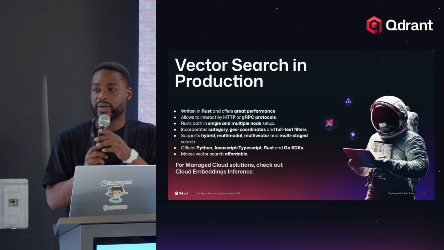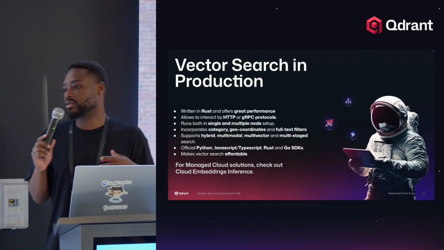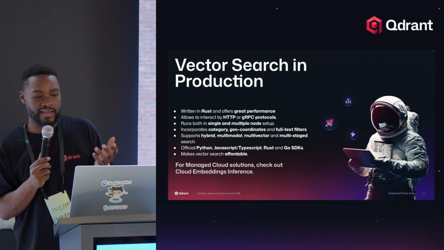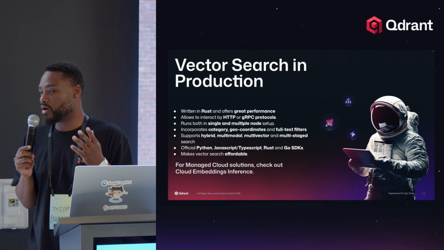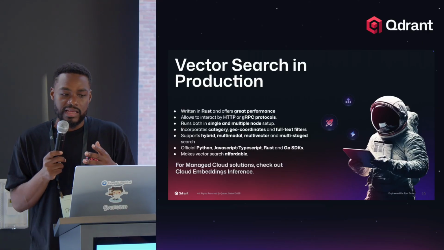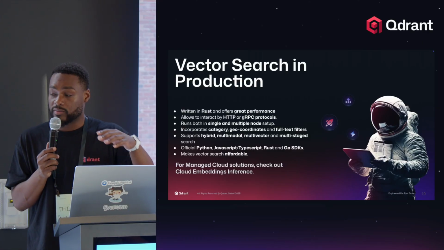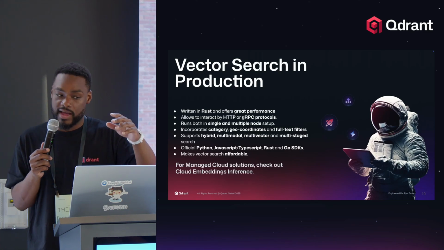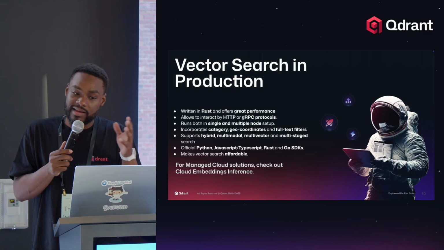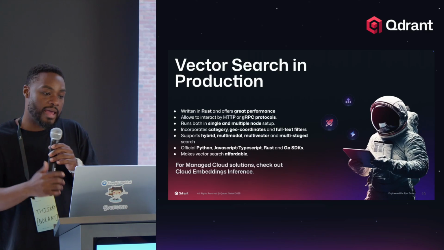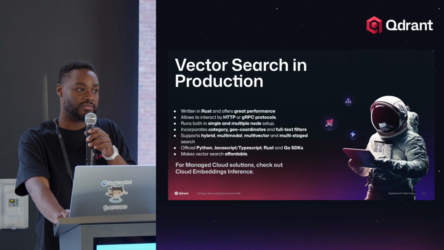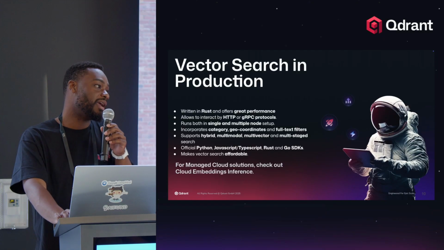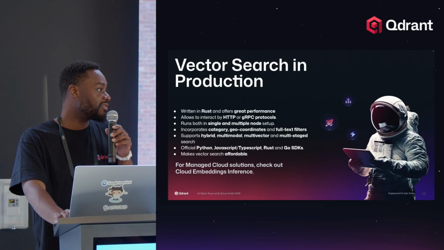And of course, as I've mentioned, we're all about production. We're built in Rust specifically to be fast in prod. We support HTTP, gRPC. So if you need to use us in even the SDKs we don't support, like C++, you can just do that. We do support Python, TypeScript, Rust, and Go. And we also make vector search affordable, right? Because we focus on vector search, we make sure that things are not too expensive for our users.